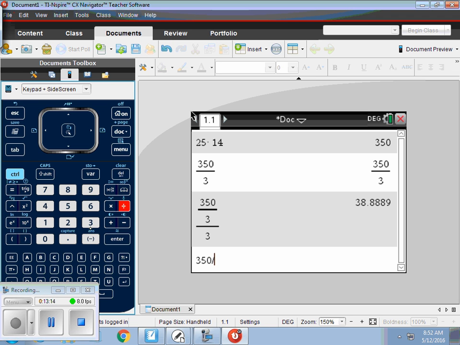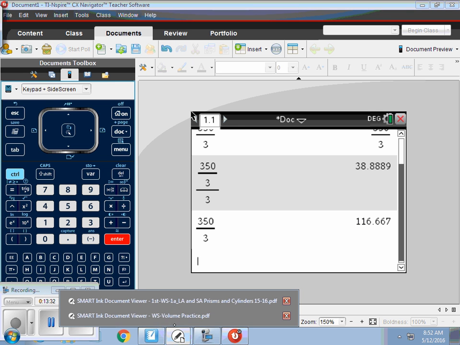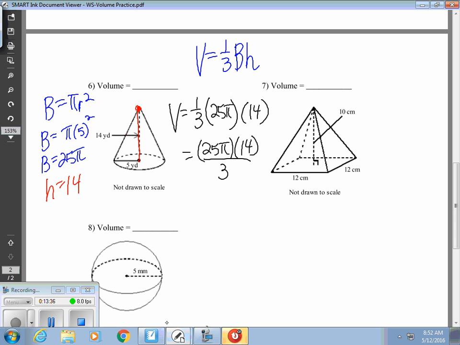Divide by 3, Control Enter. After you divide, it gives you your decimal. So we have 116.666. It's repeating, because it keeps going 66666. Then we do pi.